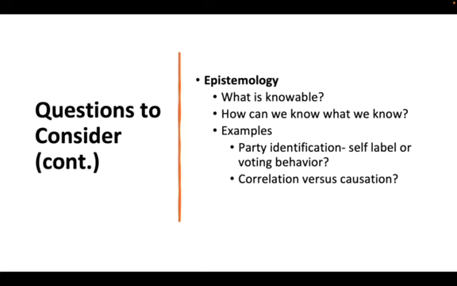Another big word in our course is epistemology. In other words, epistemology deals with what is knowable, what is our knowledge, what can we learn, and what can we not learn. Indeed, how can we know what we know? For instance, with party identification, how do we know that somebody identifies with a political party? Do we just simply ask them, as surveys do? Do we look at their voting behavior itself and see how often they go to the ballot box and check off the Democratic candidate, the Republican candidate? How do we measure, in other words? How do we know what party identification is?